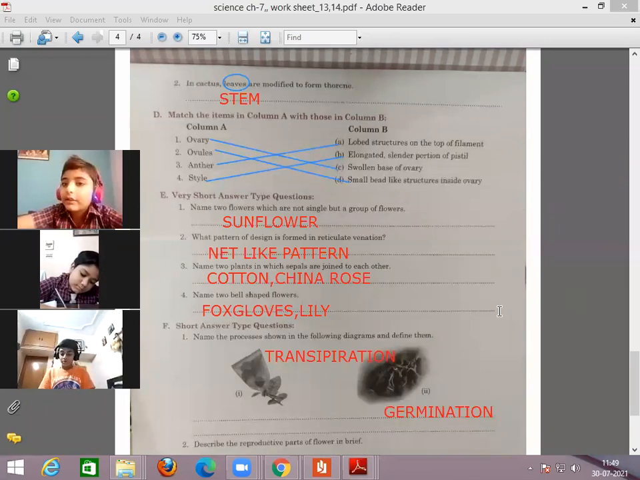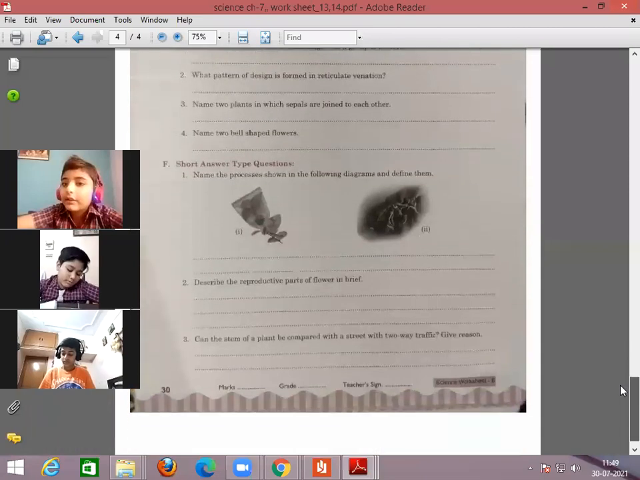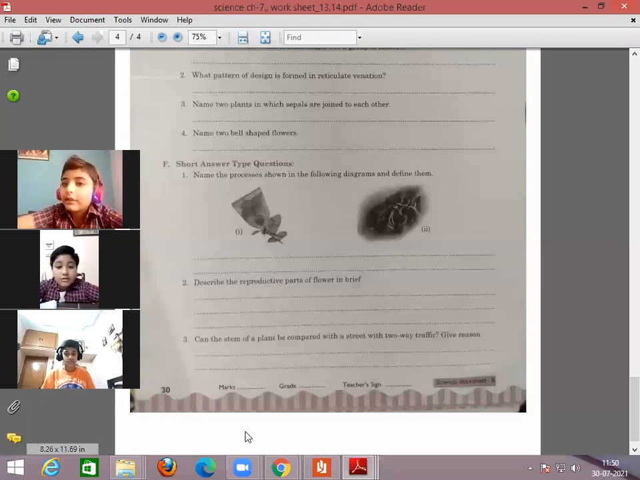Okay, everybody has done? Yes, ma'am. Okay, let's continue with the next part. Next, question number 2 is, describe the reproductive parts of a flower in brief. So you have to tell the reproductive parts of the flower. And the third question is, can the stem of a plant be compared with the two-way traffic? Ma'am, your voice is cracking. So children, let's continue with question number 2.